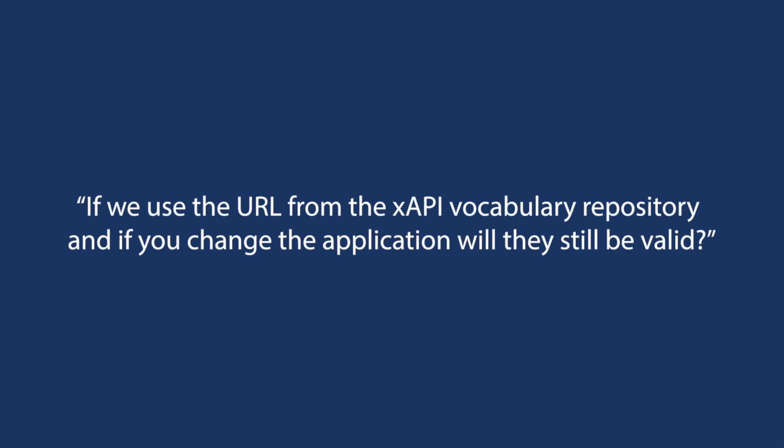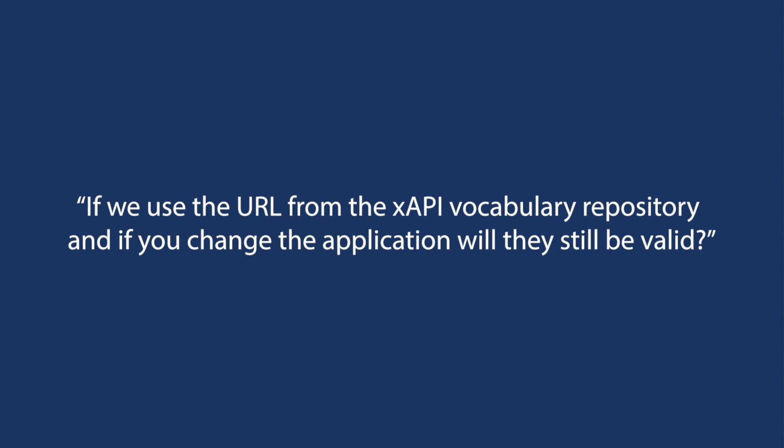My next question is, if we use the URL from the xAPI vocabulary repository, and if you change the application, will they still be valid? Yes. Good news about that, we could always make a new assertion that if you see this identifier, it's going to be just like this other identifier. Jason, would you back me up on that?